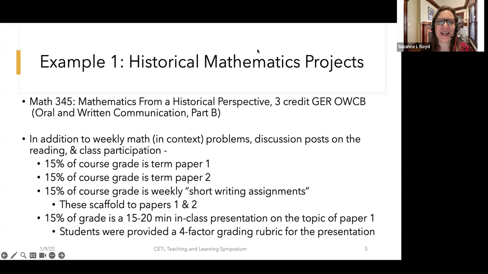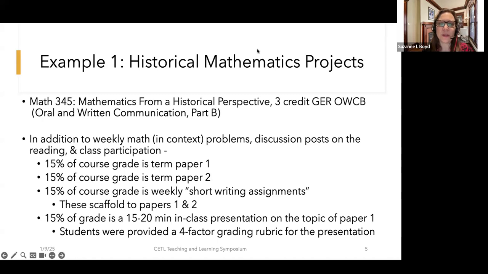So they have to do weekly math problems in context, like, here's the Babylonian number system, and here are some problems they could solve like that. So there is plenty of math in it. But then they also have reading and discussion posts. And then partly because it's OWCB, and because part of the goal, as I understand of OWCB, is to do writing in the discipline, I wanted to do a couple of big papers writing about math in a historical context.